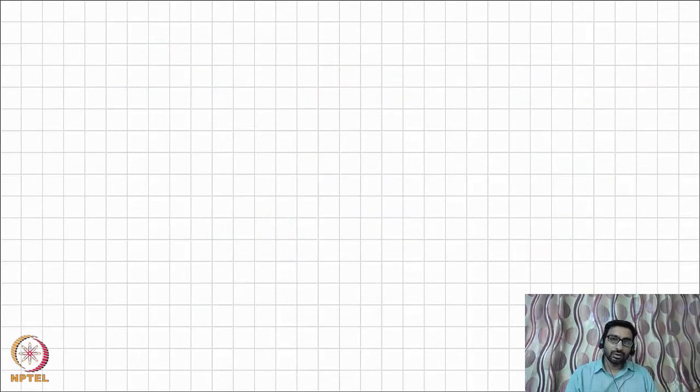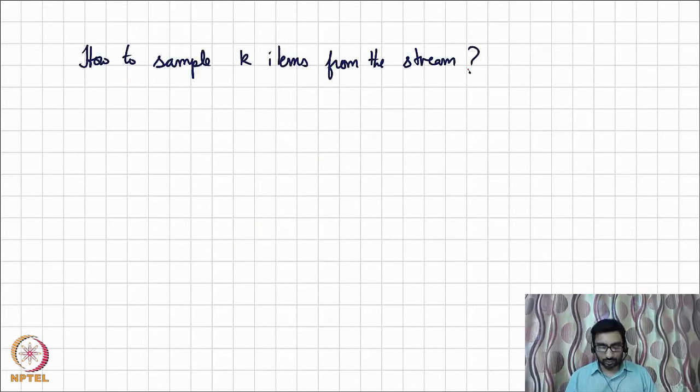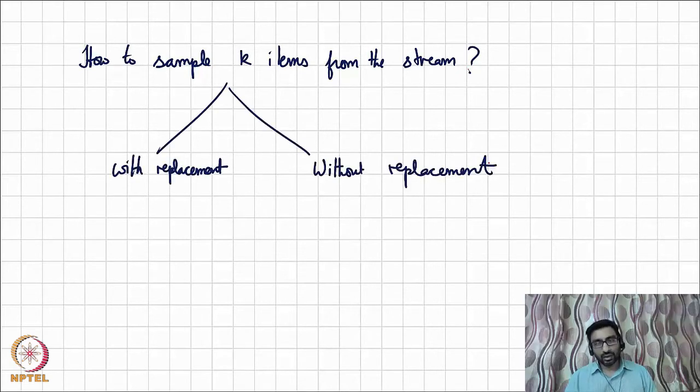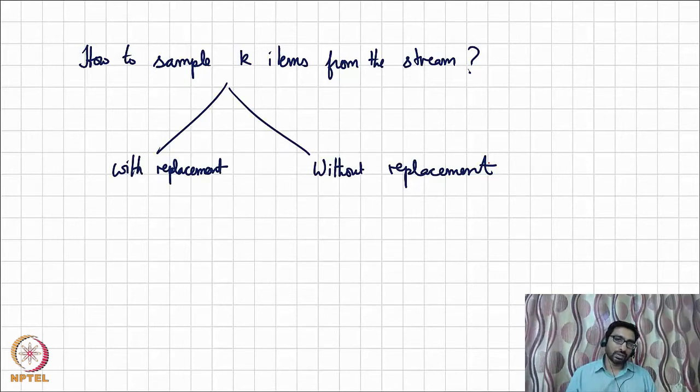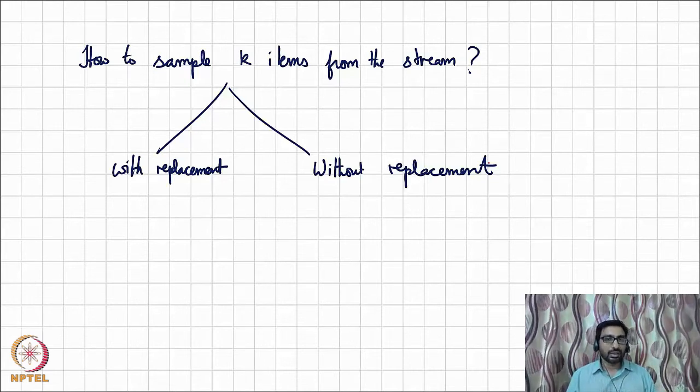Let us now move on to sampling not just one item, but some k items. Here we need to be a bit more careful. Now, this sampling can be done in one of two ways. We can either sample with replacement or without replacement. Now, with replacement is somewhat straightforward. We can simply perform k independent reservoir sampling for single items.